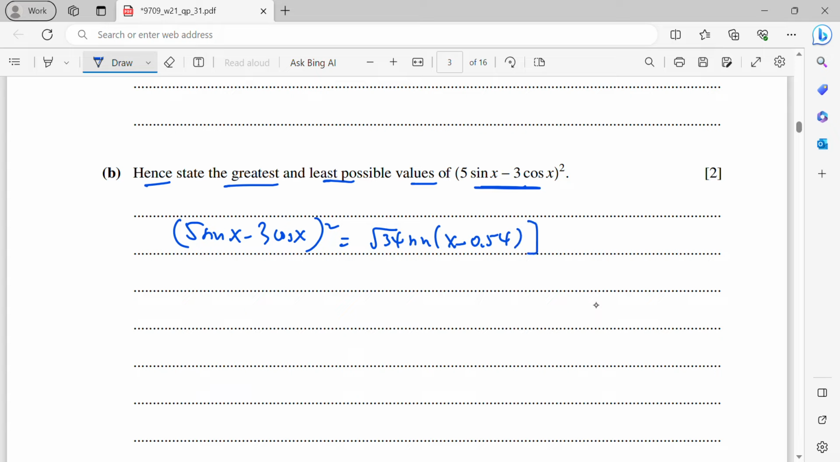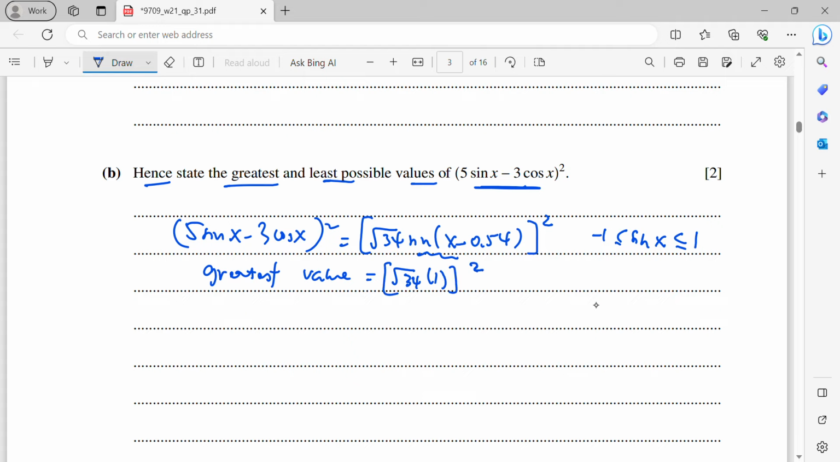Then I need to square everything. Okay, so from here, the greatest value equals to when the sine is greatest, after you square it. So we know that for the sine itself, sine x will be between minus 1 and 1, okay? So now it will be 1, because the maximum value for the sine is 1. So here, square root 34 times 1, then you square it.